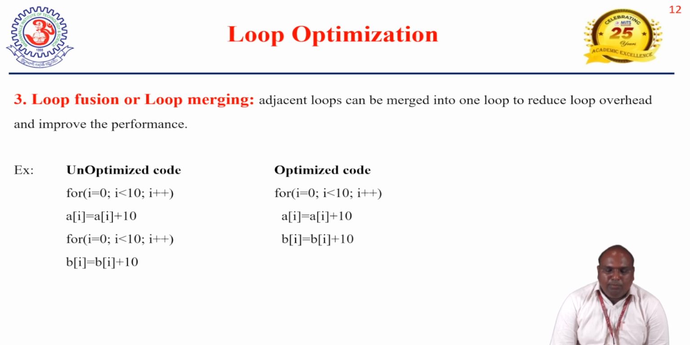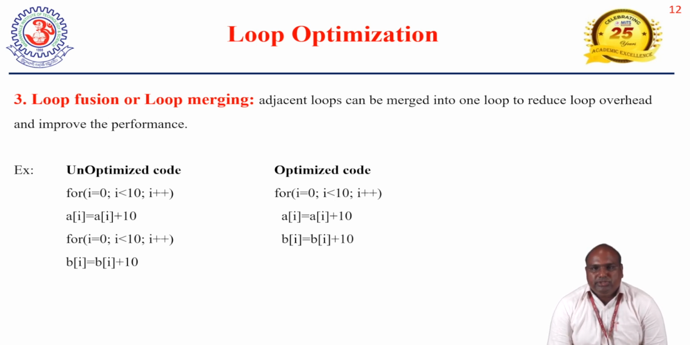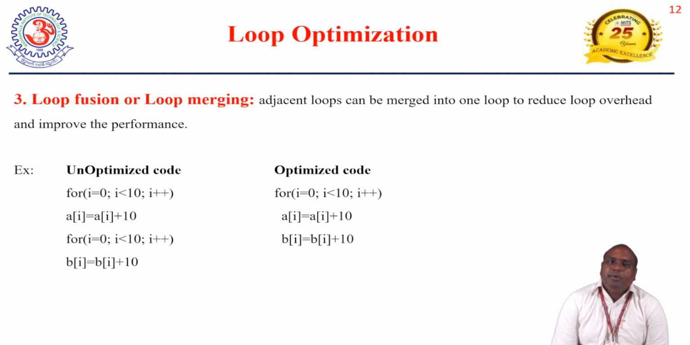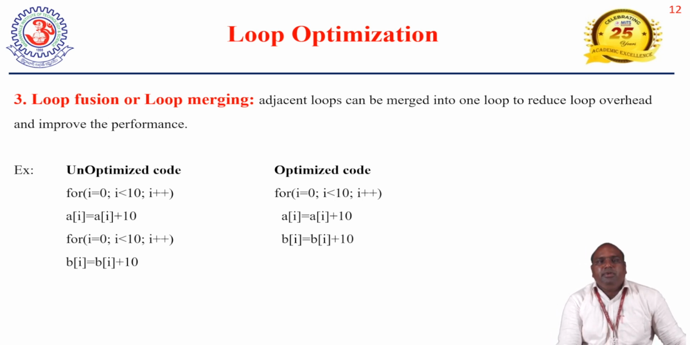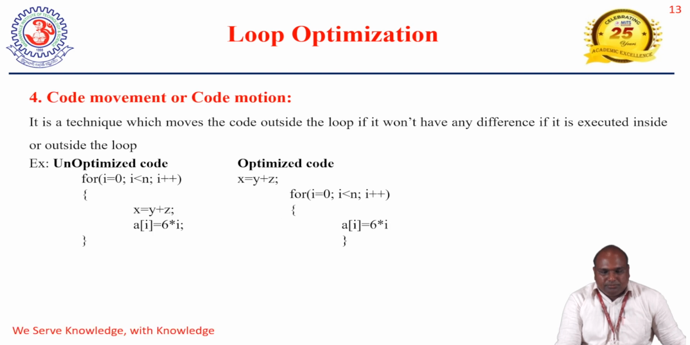The same loop I am using again. Instead of using 2 loops in a single program, I am using a single loop and 2 expressions inside that particular loop. Then it will automatically reduce the compile time or execution time of the program. That is also one of the techniques to optimize the code or to optimize the compile time in loop optimization.